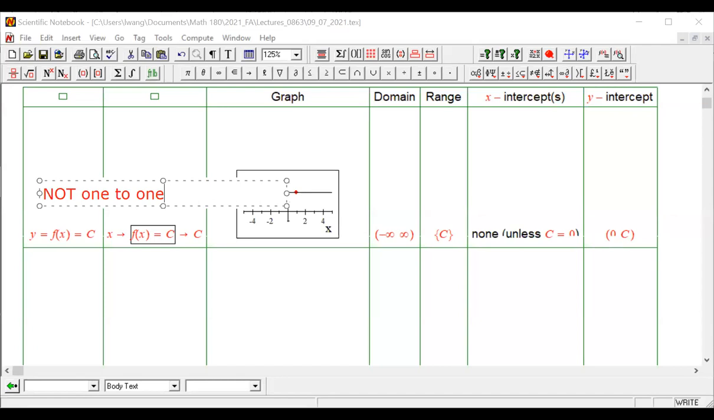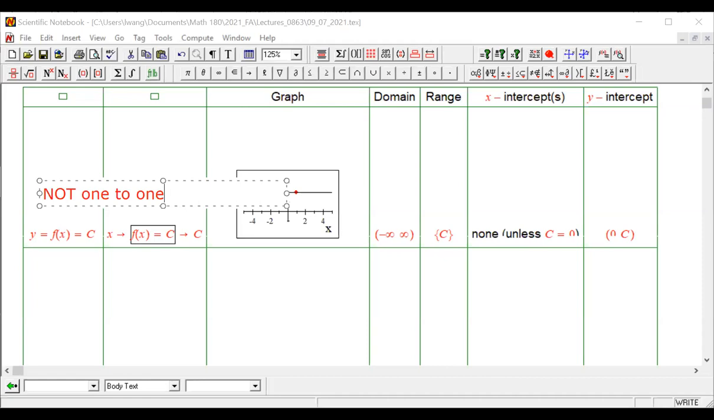This function is not one-to-one, but it passed the vertical line test, didn't it? It is a function, but it doesn't fit the one-to-one function definition. Yes, thanks. For one-to-one functions, of course, we're going to talk about the horizontal line test, but right now I want you to focus on the words.